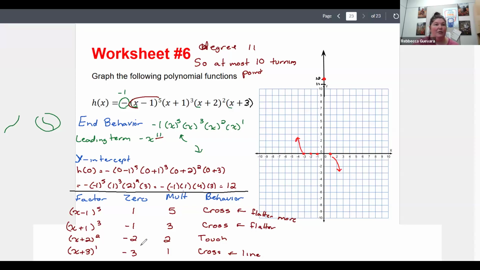So -3 had a power 1, so I expect to come at that and just cross. And then when I come up to -2, that had a multiplicity 2, so I expect to come around, touch, turn away. Then I have to turn around again and come at the -1, which had a multiplicity of 3. So I should come back and I kind of flatten through there. So touch, turn away, come back, flatten. Then I have to go all the way up here.